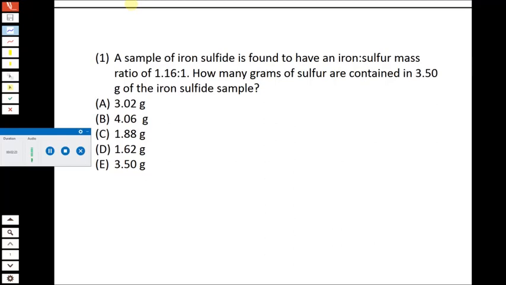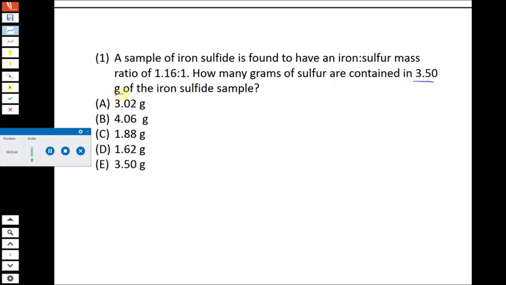So this first problem deals with mass ratios, which was sort of an offshoot of the mass laws that we learned at the very beginning. So if we have a compound with iron and sulfur in it that has a mass ratio of 1.16 to 1, we want to know how many grams of sulfur are contained in 3.5 grams of this sample.